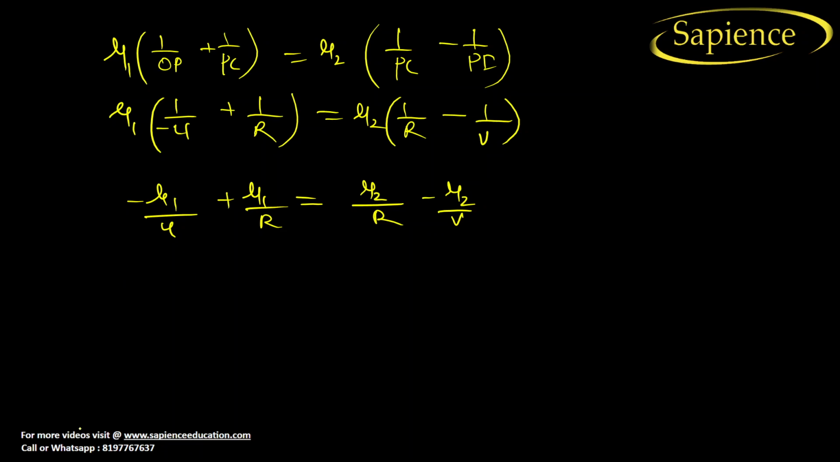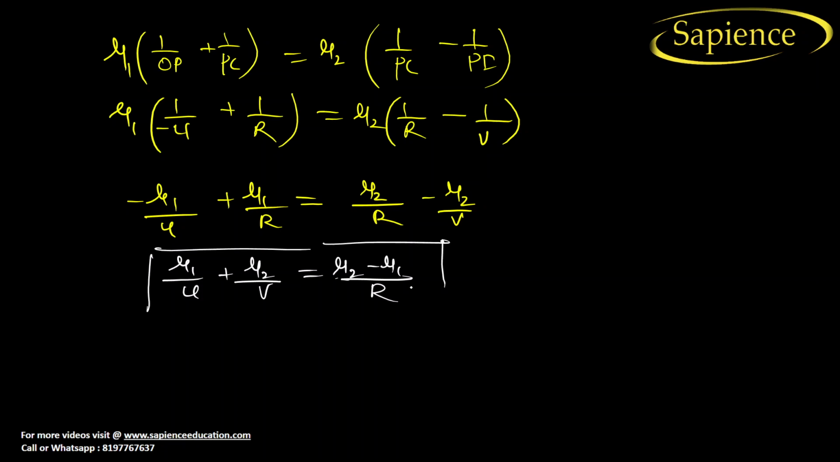Okay, we again rearrange this equation. Finally we get mu1 by u plus mu2 by v is equal to mu2 minus mu1 by r, right? So finally we have understood that mu1 by u plus mu2 by v is equal to mu2 minus mu1 by r. This is the derivation.